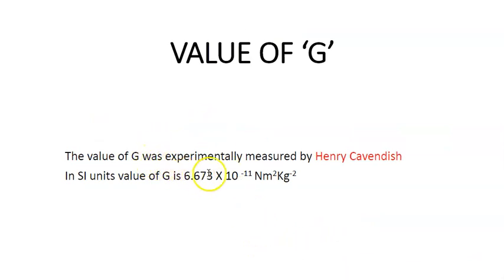The value of G was experimentally measured by Henry Cavendish. In SI units, value of G is 6.673 into 10 raised to minus 11 Newton meter square per kilogram square.